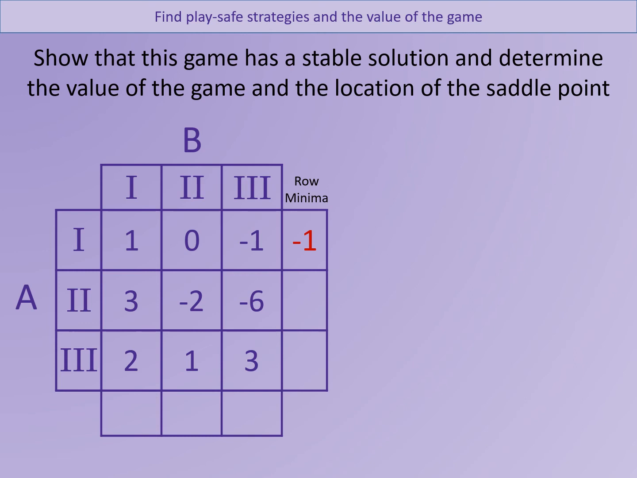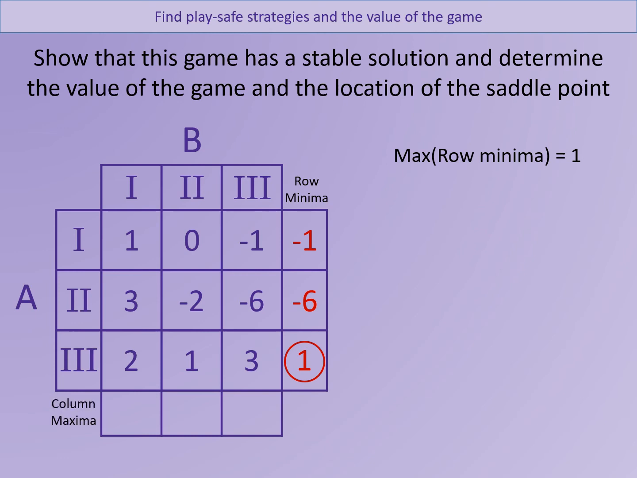If A were to choose option 2, then the worst case scenario, the minimum, will be -6. And if A were to choose option 3, then the minimum value, the worst case scenario, would be 1. So the maximum of those 3 numbers is 1. So in other words, A's play safe strategy would be to play option 3, because the worst case scenario for them would be that they would win 1 point.